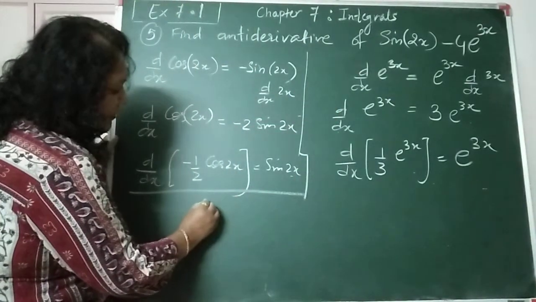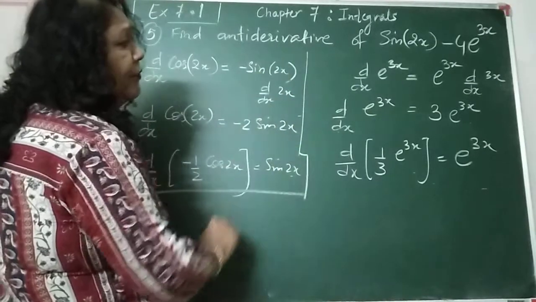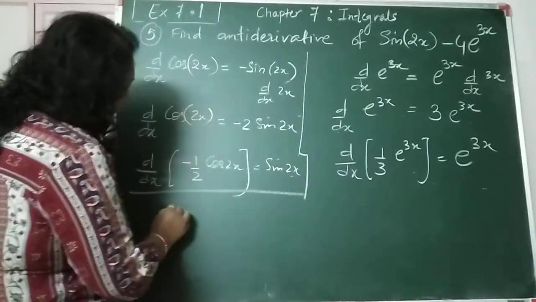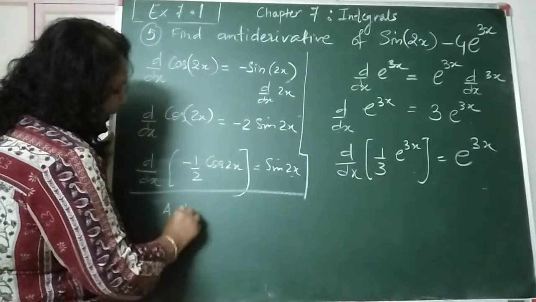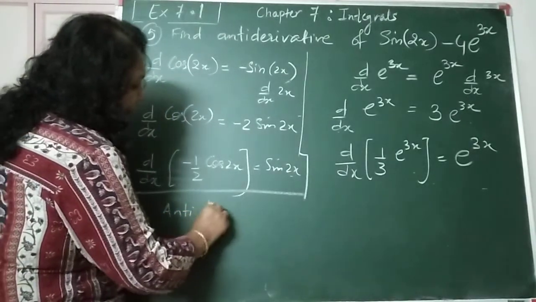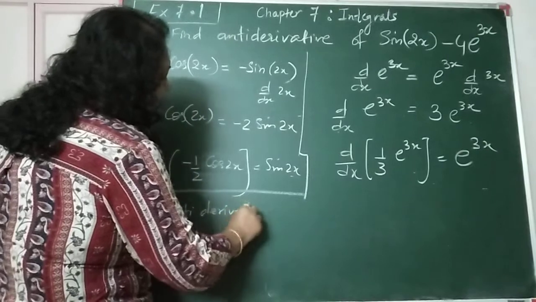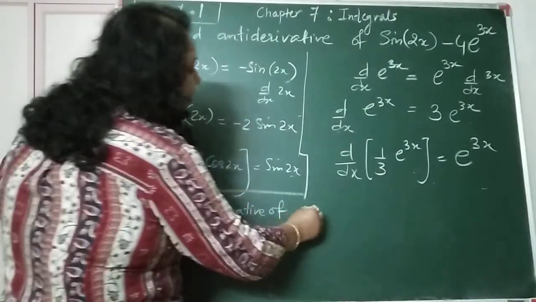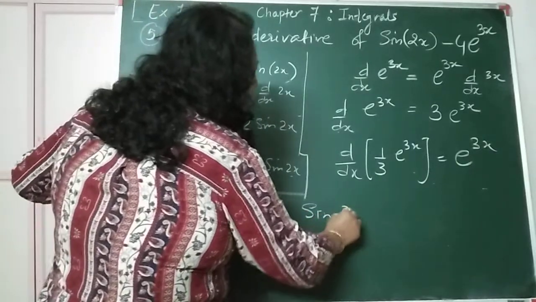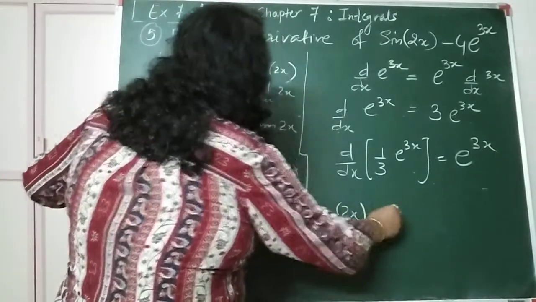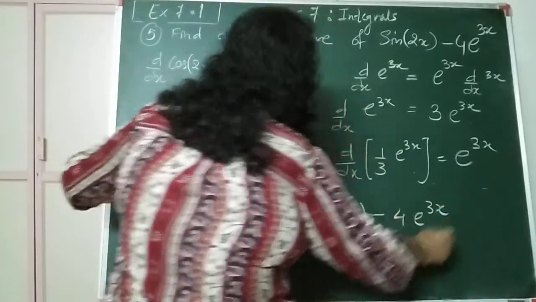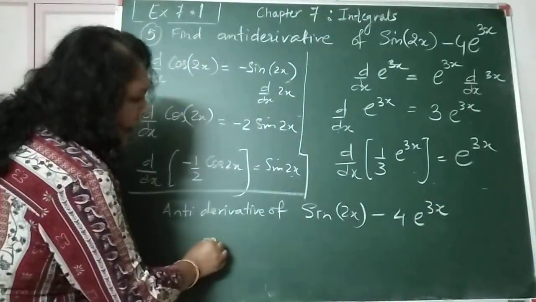So my question was, I have to find the antiderivative of that term over here. So therefore I say antiderivative of sine of 2x minus 4 into antiderivative of e raised to 3x. So let me substitute the value then.